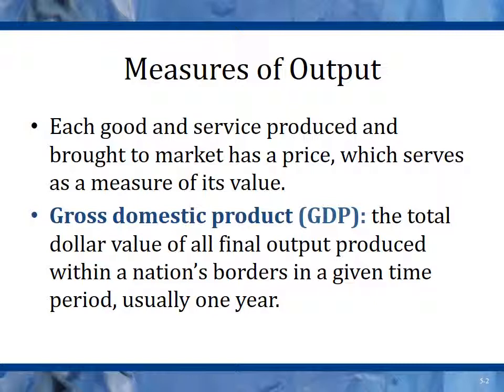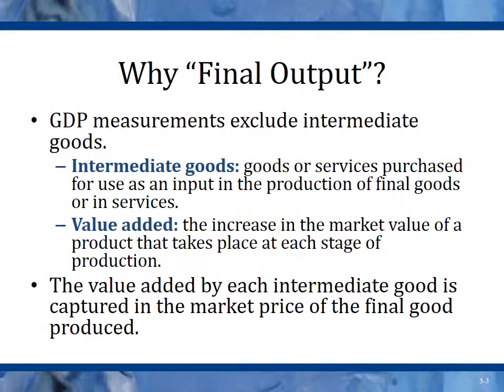Measures of output. Each good and service produced and brought to market has a price which serves as a measure of its value. Gross domestic product, GDP, the total dollar value amount of all final output produced within a nation's borders in a given time period, usually 1 year. So the GDP for a year is the total dollar value of everything we make. And there's other ways to look at it as well, and we'll get into those.